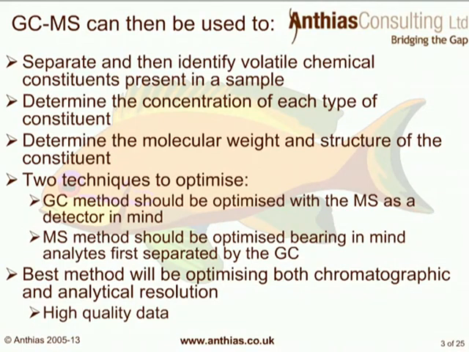We do have two techniques to optimize. Firstly, the gas chromatograph. We should be optimizing that with a mass spectrometer in mind. And then the mass spec method should be optimized bearing in mind the separation of the analytes by the gas chromatograph, and depending on the peak width those analytes are eluting. The best method, the most robust method, will be by optimizing both parts of the GCMS method. Firstly, the chromatographic resolution on the gas chromatograph, and then the analytical resolution on the mass spectrometer. And this will give us high-quality data, which means that we'll get accurate and true results.